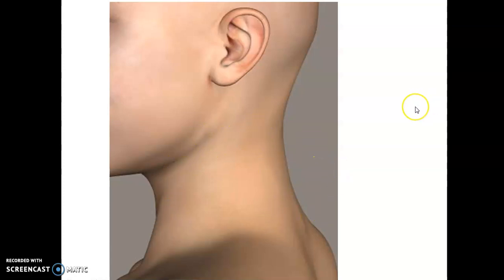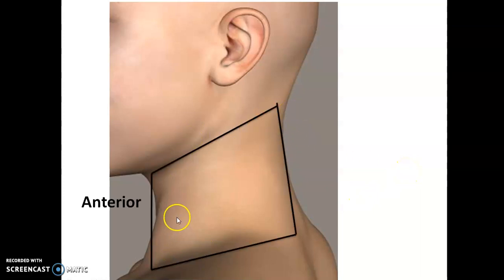So the shape of the neck, what do you think it is? Three-dimensionally it will be cylindrical, but from the side profile it appears like a quadrangle. So you have to know the neck from side profile is a quadrangular structure. A quadrangle will have 4 boundaries, that's why it's called quadrangle. This is the anterior boundary, this will be the posterior boundary, superior boundary and inferior boundary.